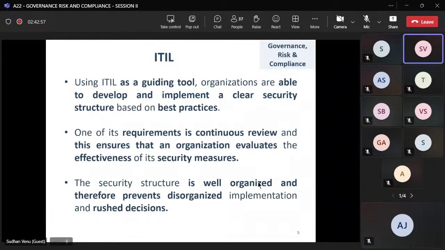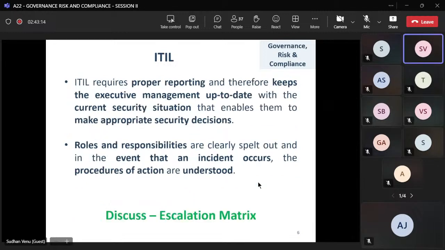And it is a guideline tool with which organizations are able to develop and implement a clear security structure based on best practices. One of the requirements is continuous review, and this ensures that the organization evaluates the effectiveness of the structure measures, and the security structure is well organized, and therefore they prevent disorganized implementation and rushed decisions.